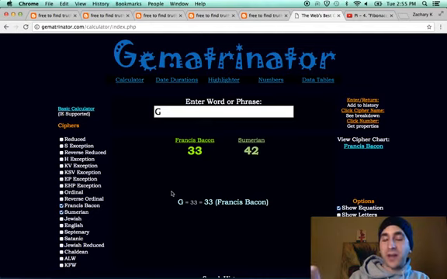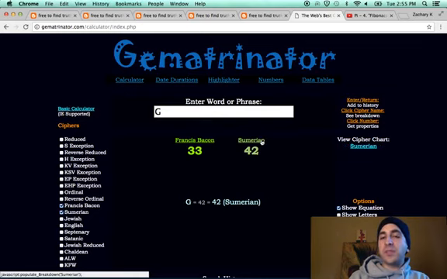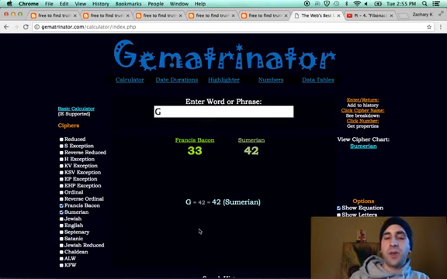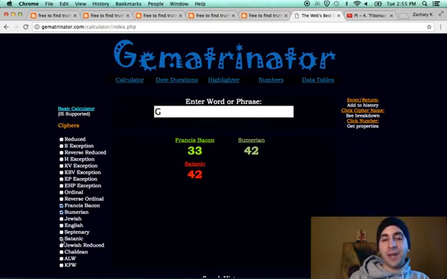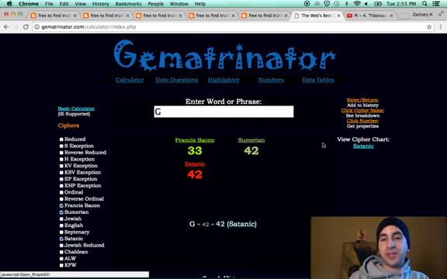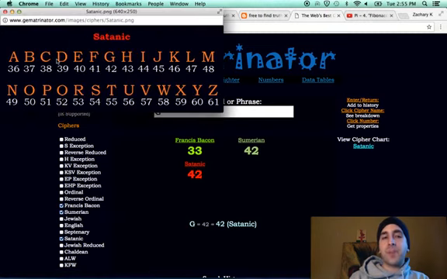G's the 7th letter. So G is 7 plus 26, 33 in Francis Bacon. In Sumerian, you just multiply each letter times 6. G's 7 times 6. A is 6, B is 12. Also, in Satanic Gematria, G's also 42.